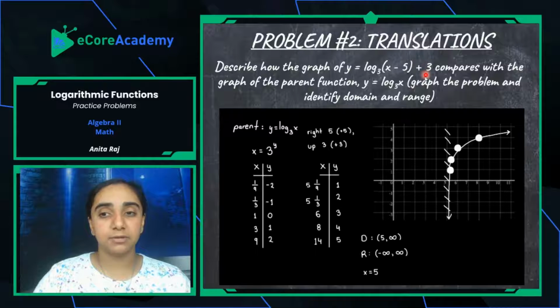If we look at k, it's plus 3, which is pretty straightforward. K is a positive number. We're going to move up. So if k is a positive number, we're moving up. If it's negative, we're moving down. So we're going to move up, and in order to show that, we're going to add 3 to each of our y coordinates of the parent function.